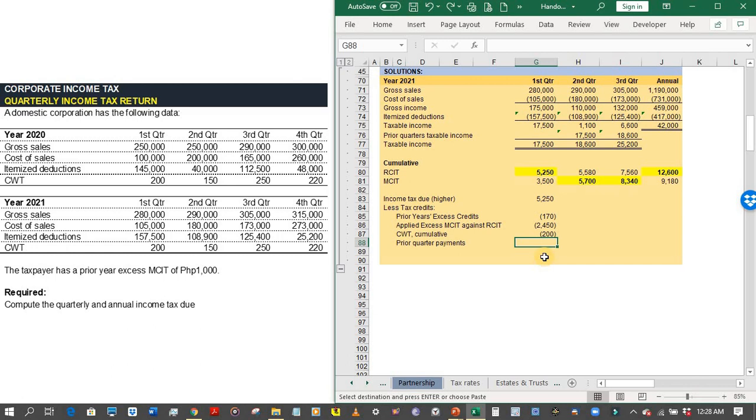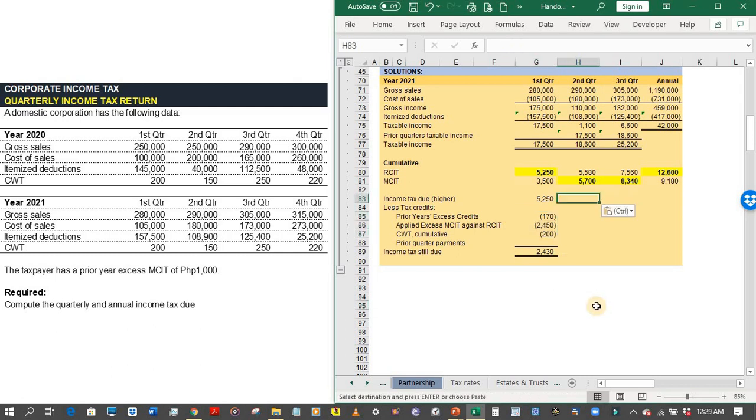So our income tax still due and payable at the end of the first quarter is 2,430 pesos. So that is 5,250 less all the tax credits. The tax credits have a total of 2,820 pesos. And our income tax still due is 2,430 pesos. Then let us proceed to the second quarter.